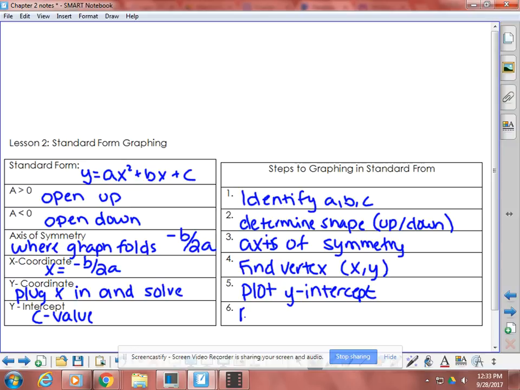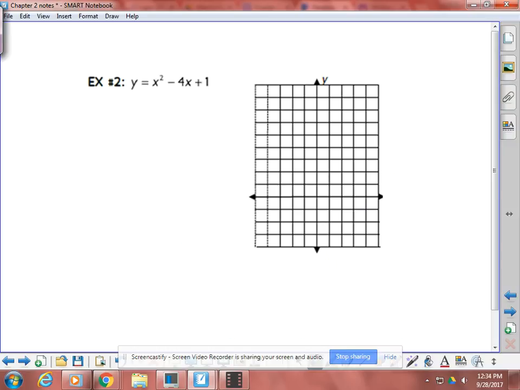Then you need to reflect that point. And we're going to add in one more to that. Step 7 is one more point to the right. And then from there, reflect. Okay, so this is going to give us 5 total points that we want to work with. So let's look at these examples.